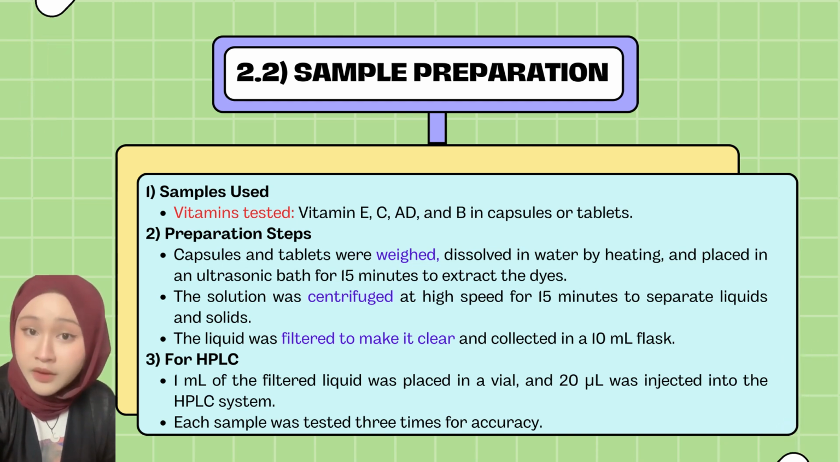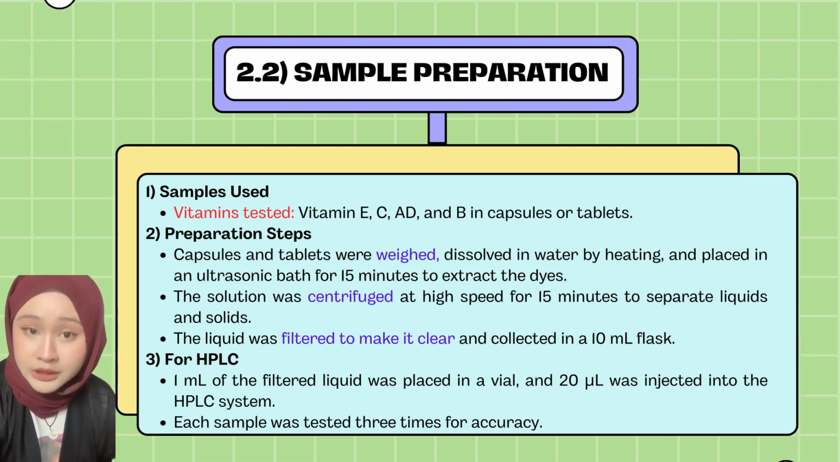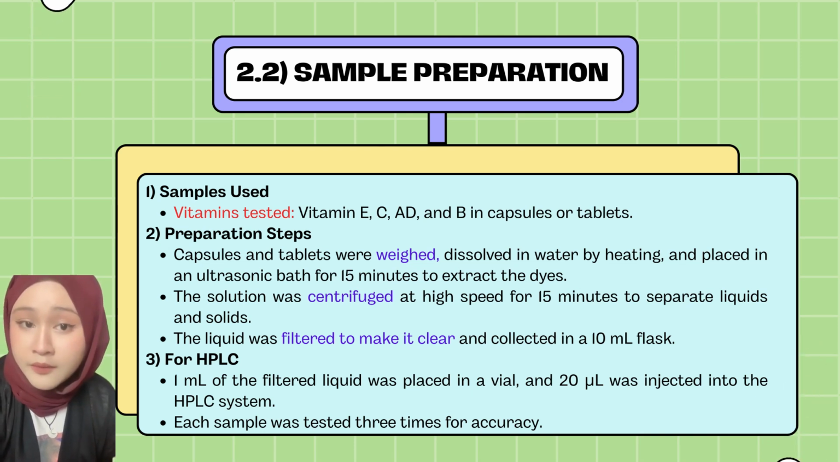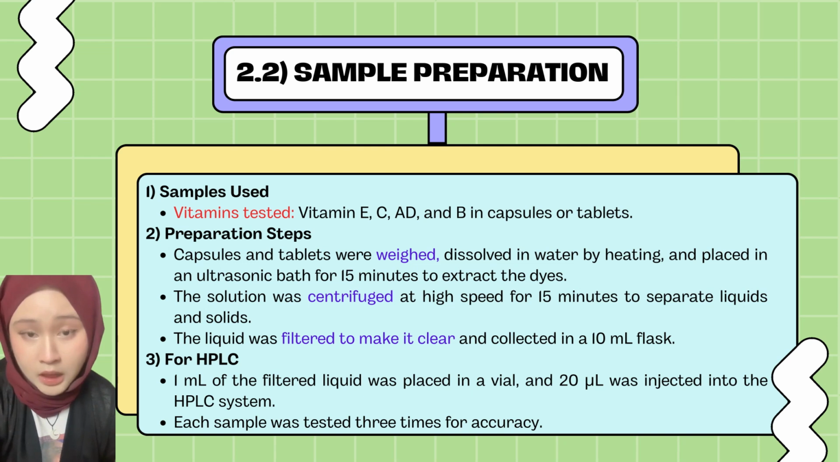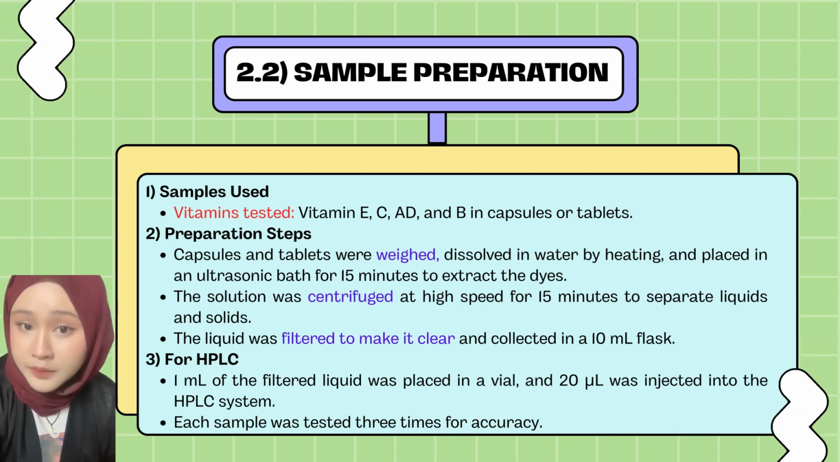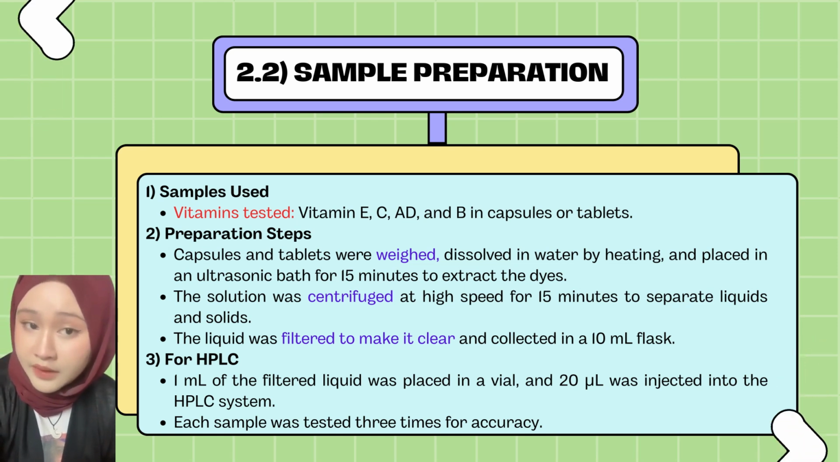We test various vitamin samples including vitamin E, C, A, and D, which came in the form of tablet or capsule. First, we accurately weigh the capsule or tablet and then dissolve them in water by heating. To help extract the colorants from the vitamin, the sample solution was placed in an ultrasonic bath for 50 minutes.